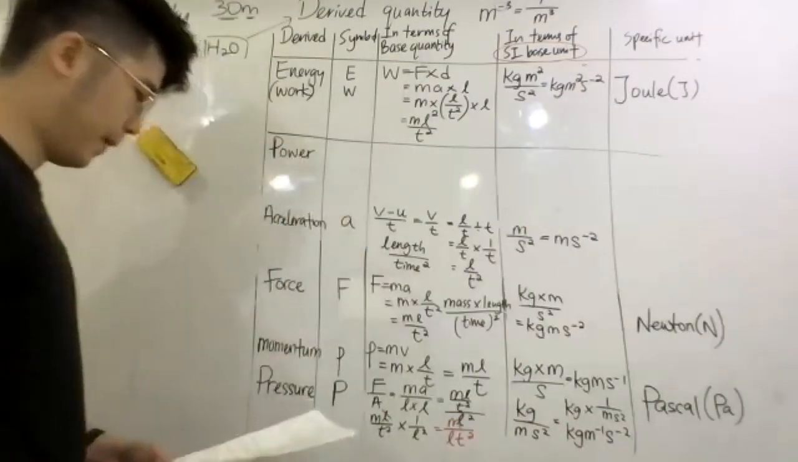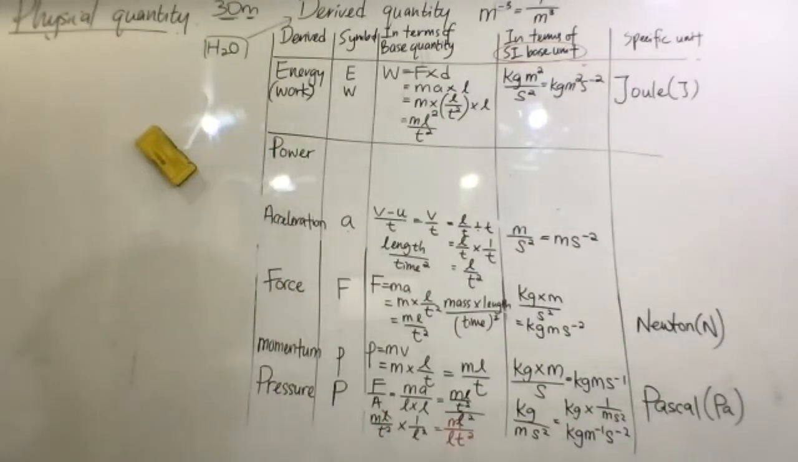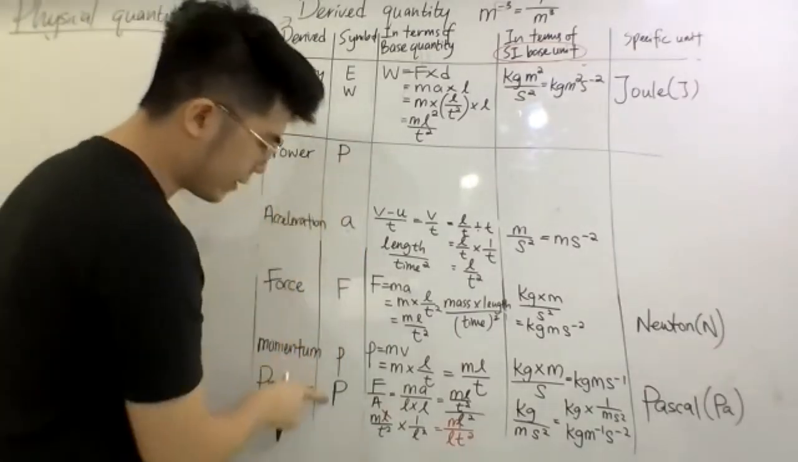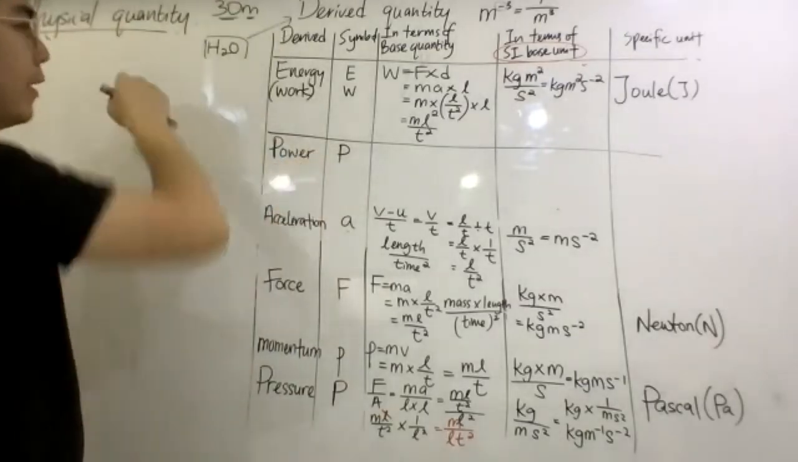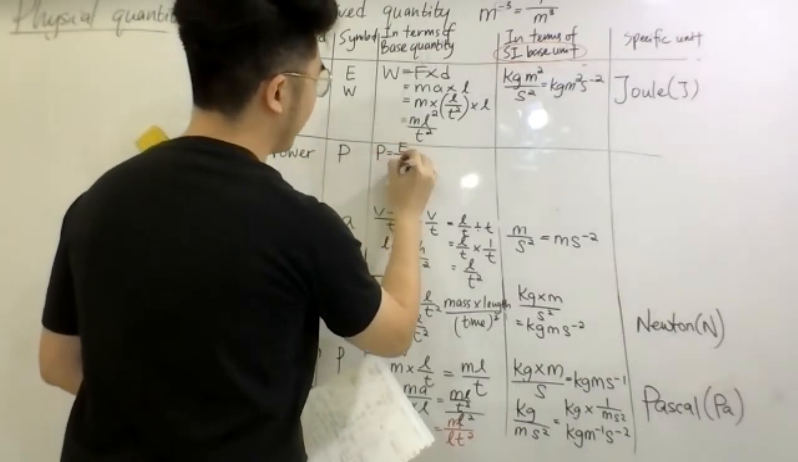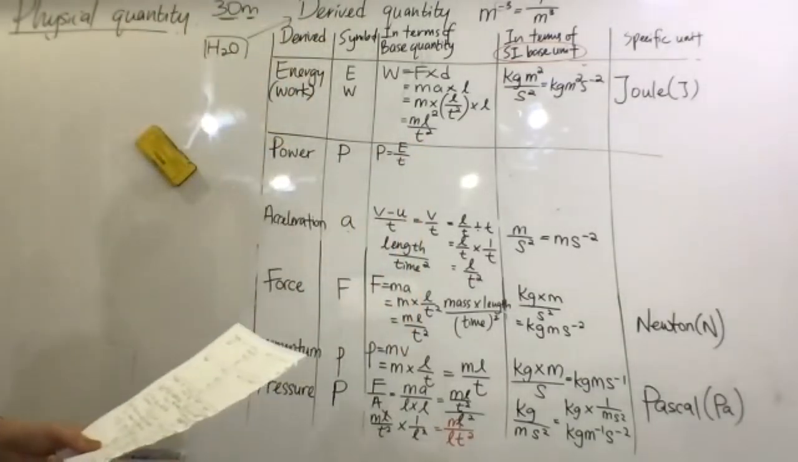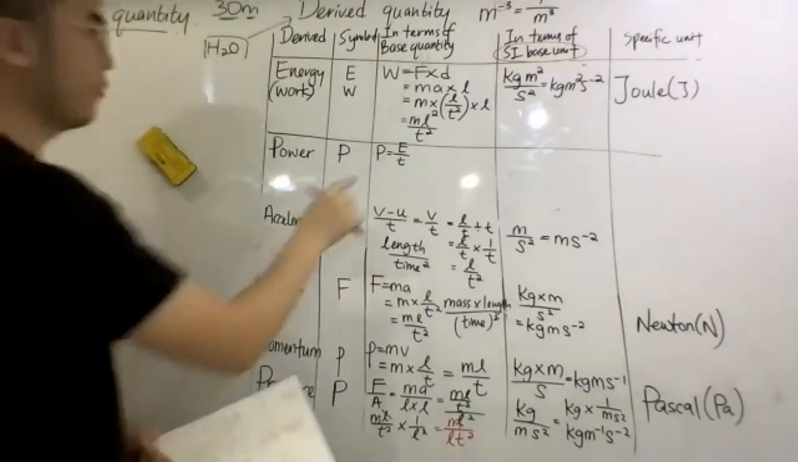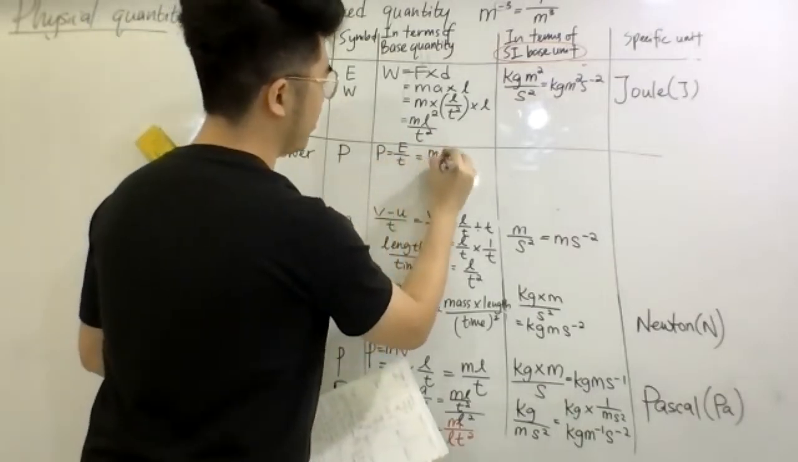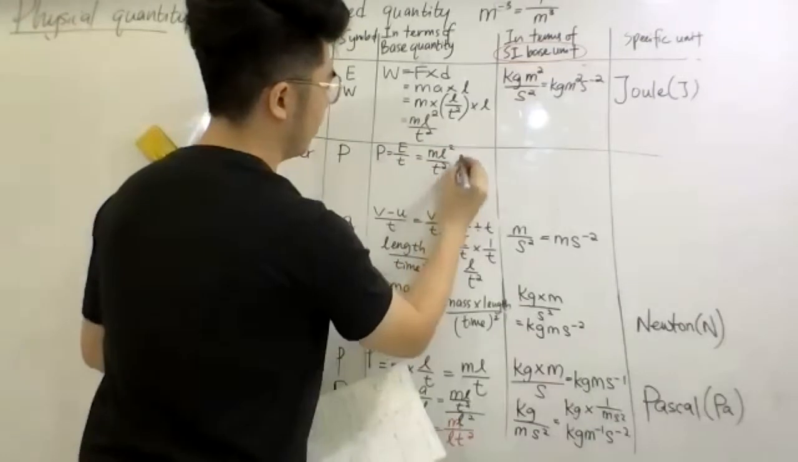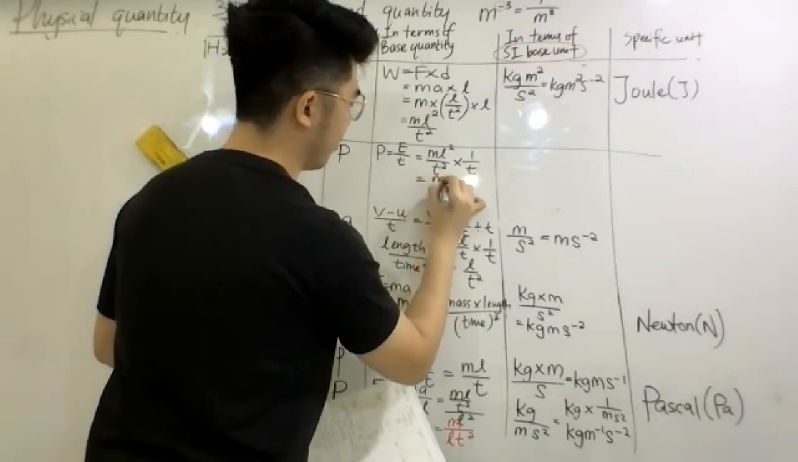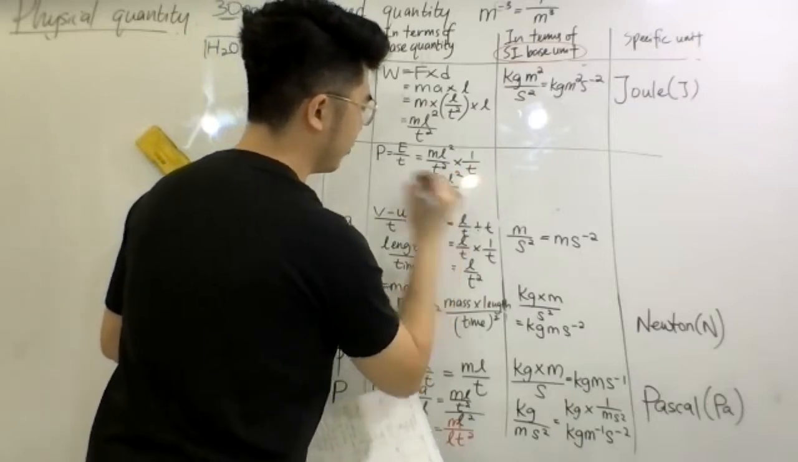Two more. Power. Symbol capital P, same as pressure. Power is equal to energy over time. So very simple, you just take whatever is here and divide by time. So ML squared over T squared divided by time, so multiply by 1 over time. So ML squared over T cubed, right?